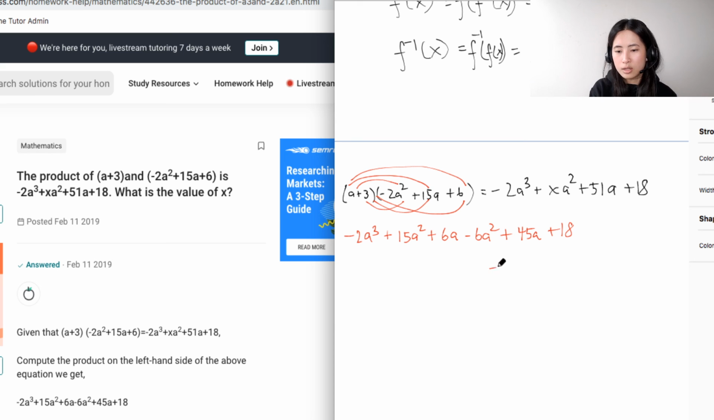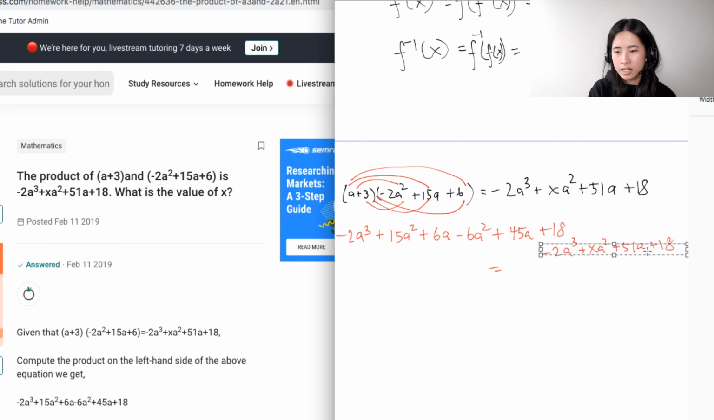And everything is going to be equal to negative 2a cubed plus xa squared, and this is plus 51a plus 18. And maybe I can move this. Yeah, I just wanted to have everything in just one line. I know it's a bit smaller, but I think it's easier to cancel things out. Okay, so great, we have that.